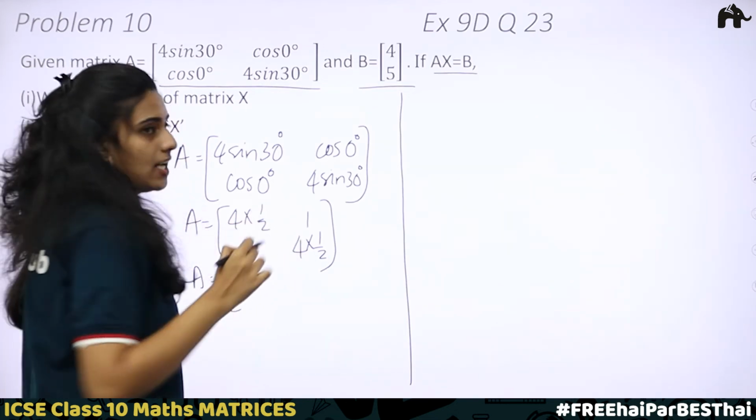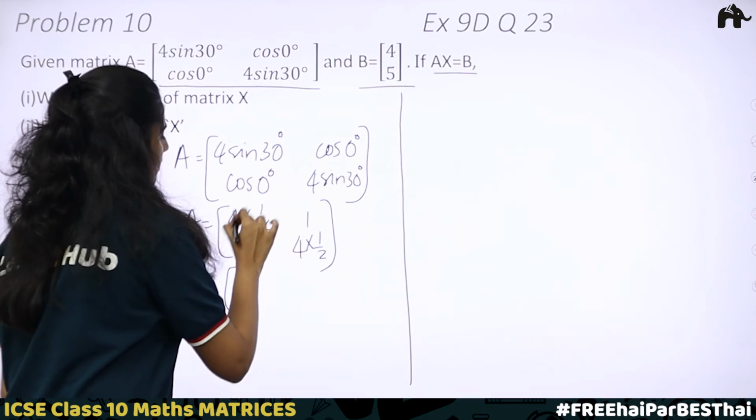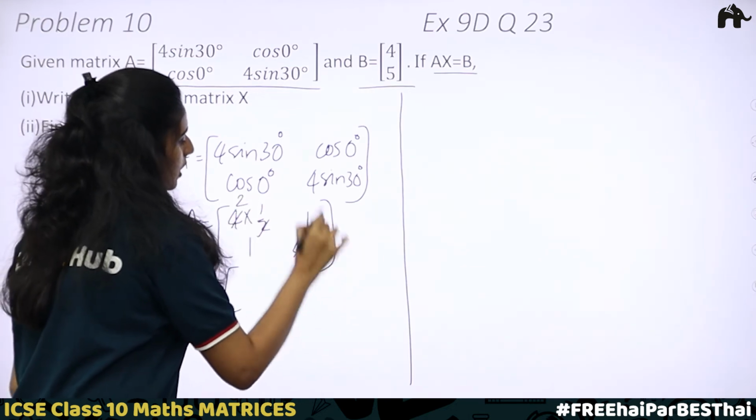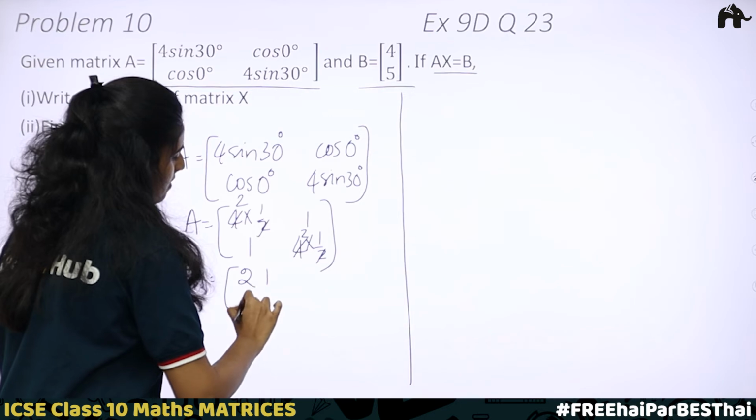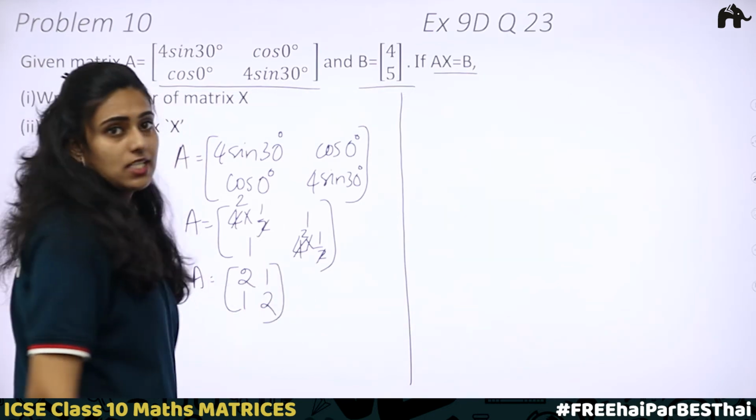That is, A is equal to 4 into 1 by 2. 2 and 4 can be cancelled. 2 2s are 4, here we get a 2, and here also we get 2. So [2, 1; 1, 2] is the required matrix A.